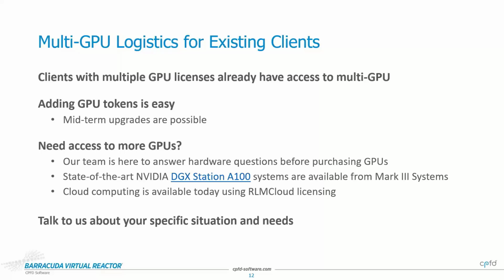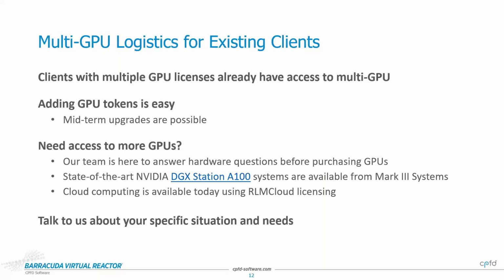One GPU license token is checked out for each GPU card used to run a simulation. So if you would like to add GPU license tokens to your RLM server in order to support multi-GPU simulations, you can contact our sales team. It is possible to add GPU tokens midterm, and we can work with you to make sure that the licenses you have are meeting your needs as efficiently as possible.